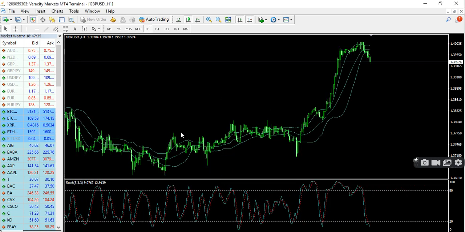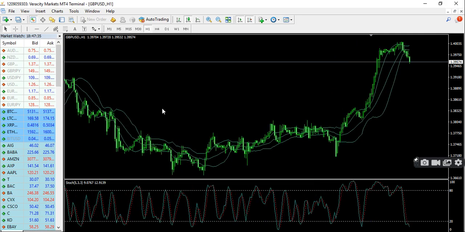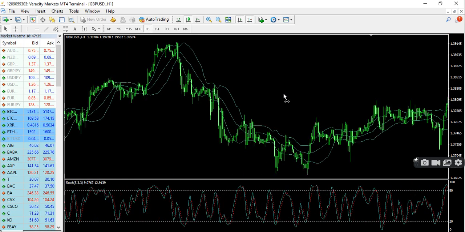So guys, with the strategy that we're going to be discussing today, you've got to be with us for about 8 or 10 minutes, so we can get to see how this strategy works. We're using Bollinger Bands and stochastic to master our entries, and also to get our signals.